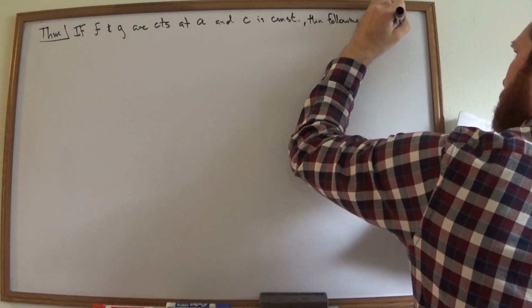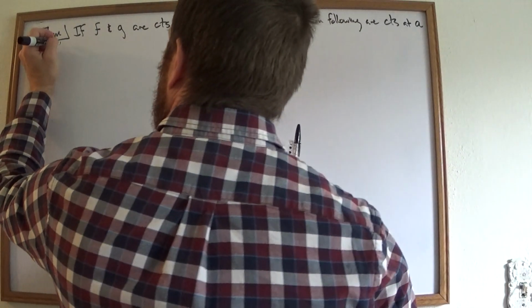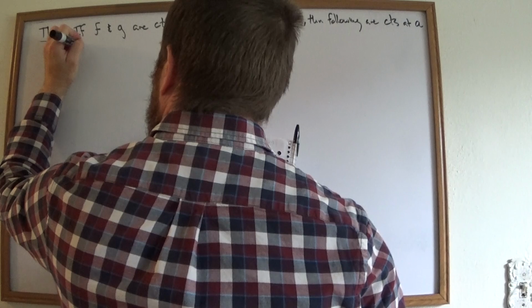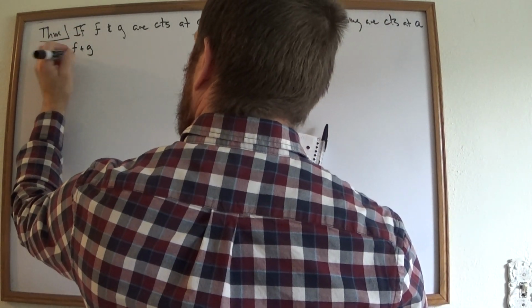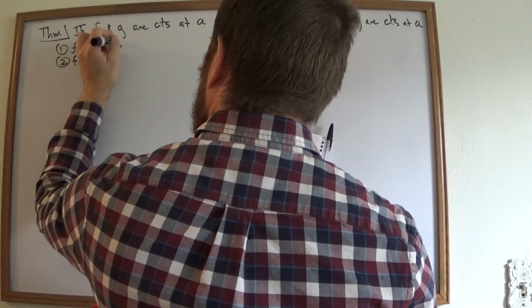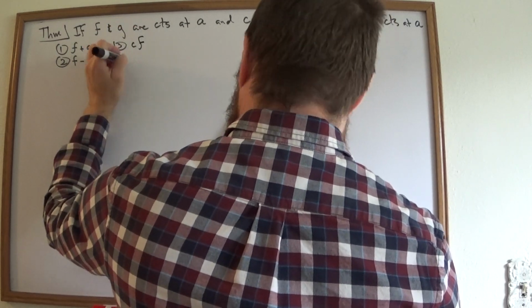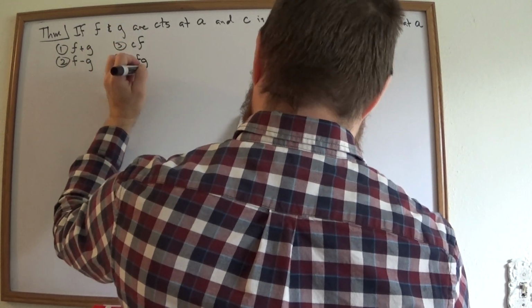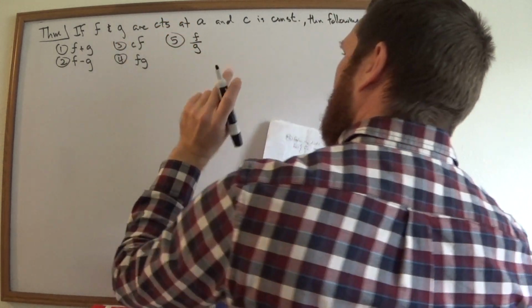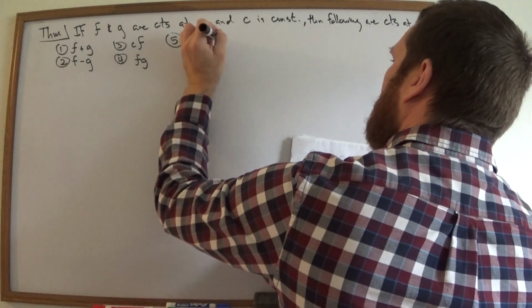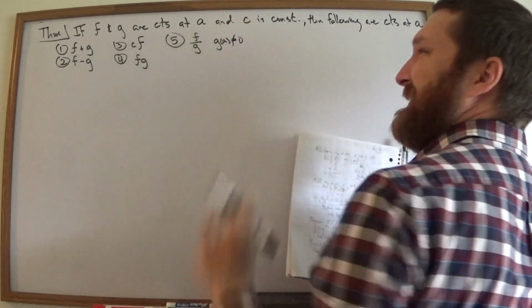are continuous at a. So if f and g are continuous at a, then so is f plus g. So is f minus g. So is some constant times f. So is f times g. And finally, f over g is also continuous just as long as g of a is not equal to 0.